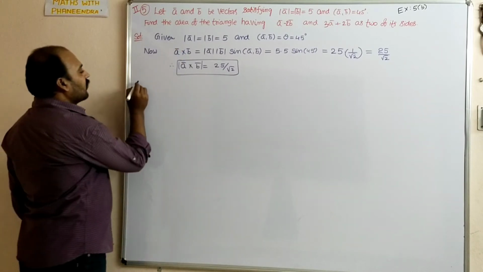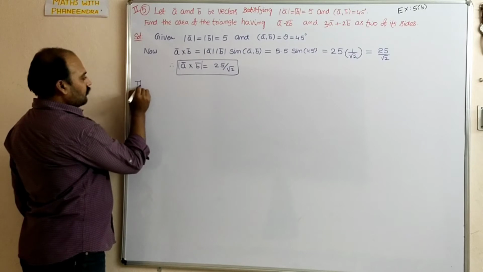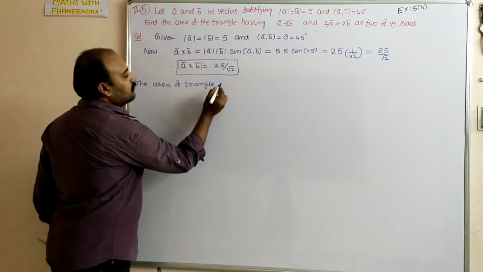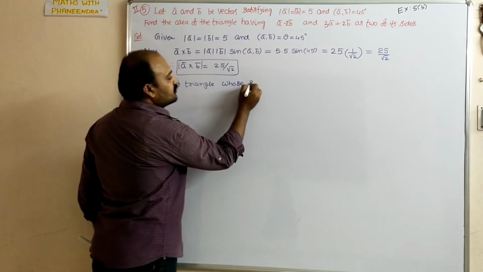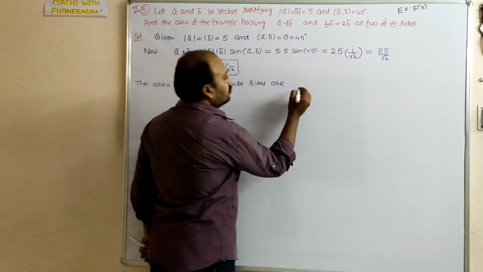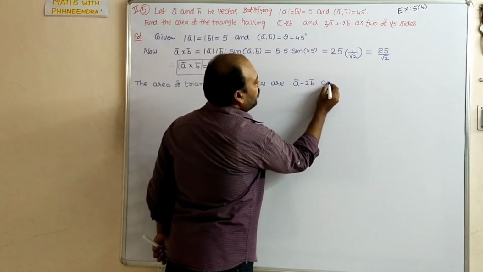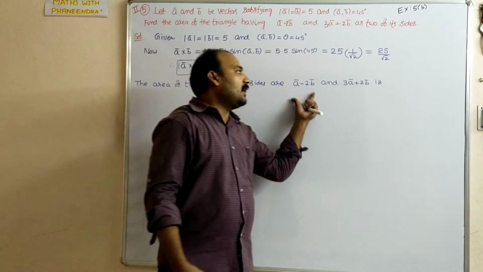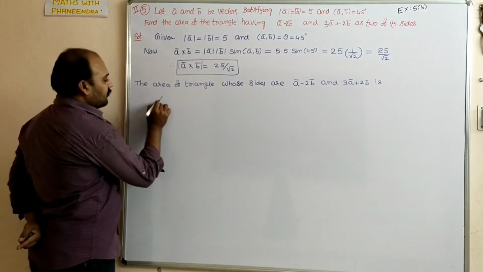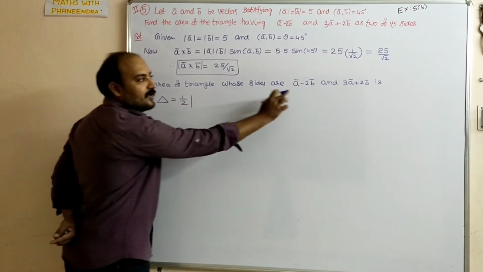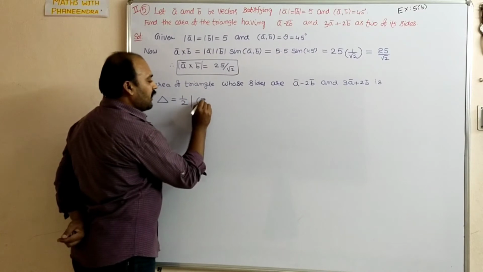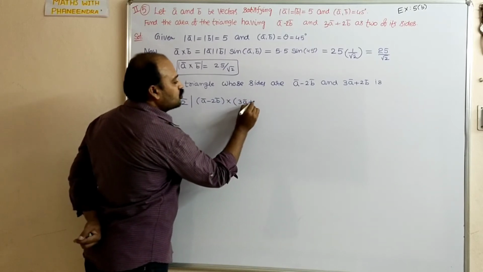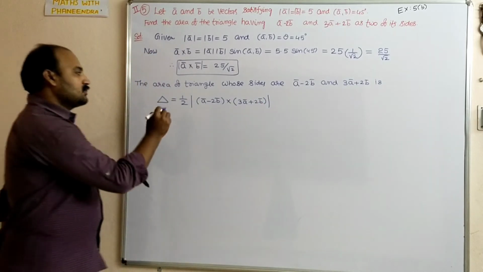After that, the area of the triangle whose sides are A bar minus 2B bar and 3A bar plus 2B bar, here A bar and B bar are as assumed, is delta equal to half into the cross product of the two vectors, A bar minus 2B bar cross 3A bar plus 2B bar. So now we have to do the cross product.